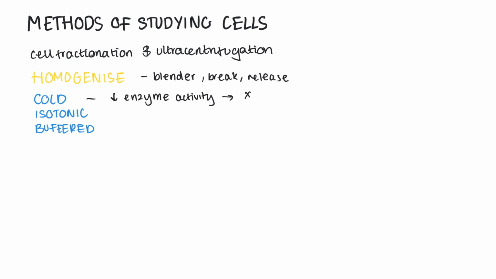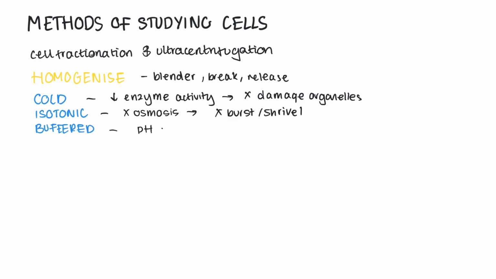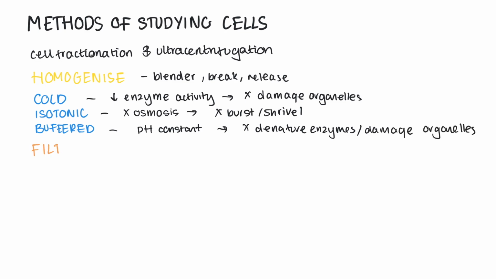So cold because it reduces enzyme activity, so they don't break down any organelles. Isotonic means it has the same water potential as the organelles, which means that no water moves in and out by osmosis, so the organelles don't burst or shrivel and get damaged. And buffered means that the pH is constant, so that the enzymes don't denature. Then we want to filter out all the large debris like whole cells or any cell walls and stuff that we don't want. And then we want to spin it to separate out the organelles.